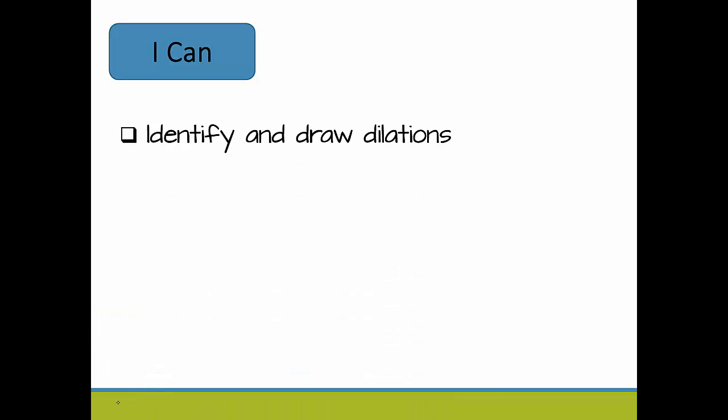So that's it. You should be able to identify and draw some dilations, and we'll do much more of the drawing in class where we have actual rulers. Write down any questions you have, and we can go over them tomorrow.